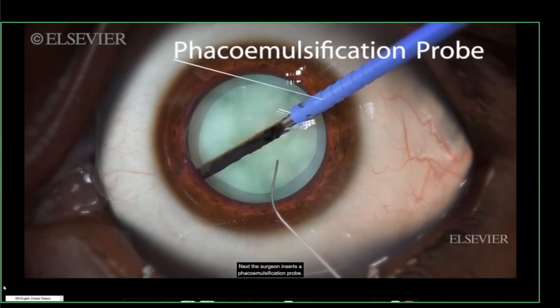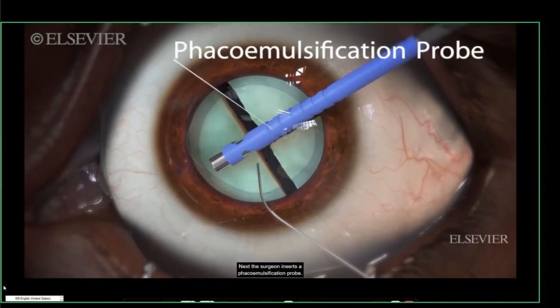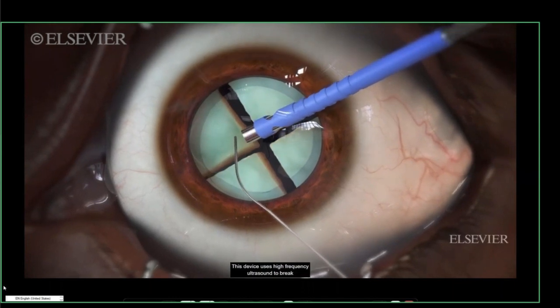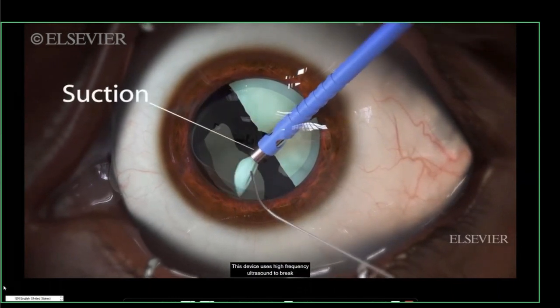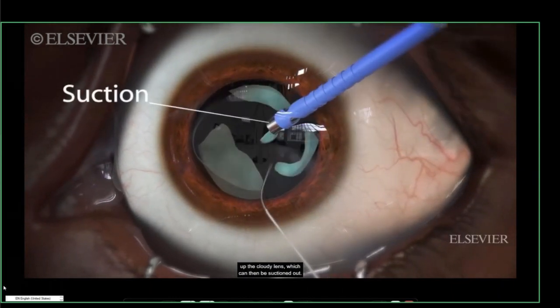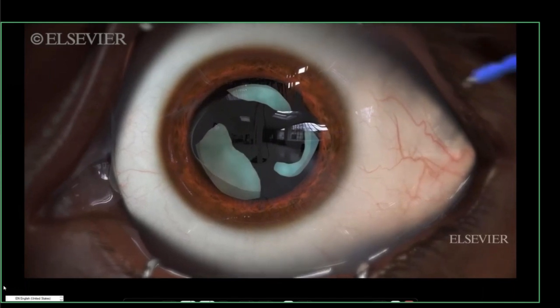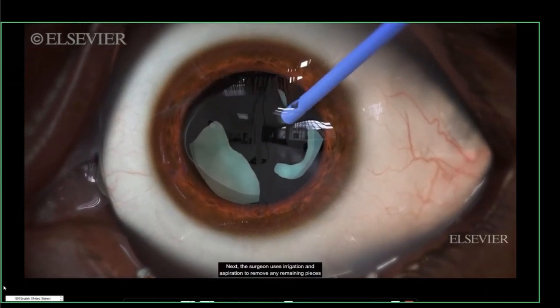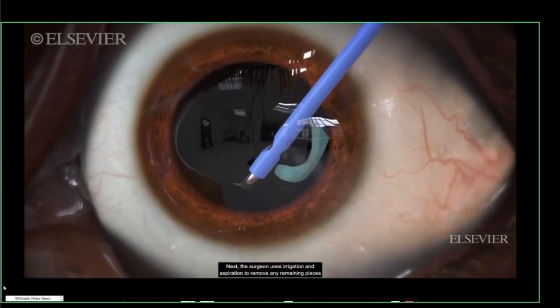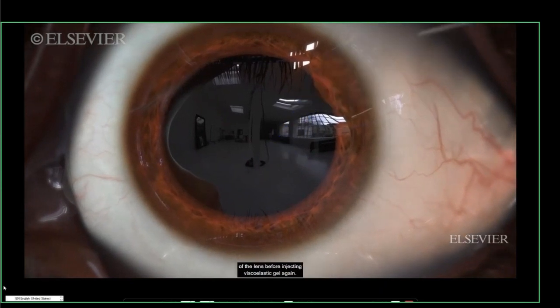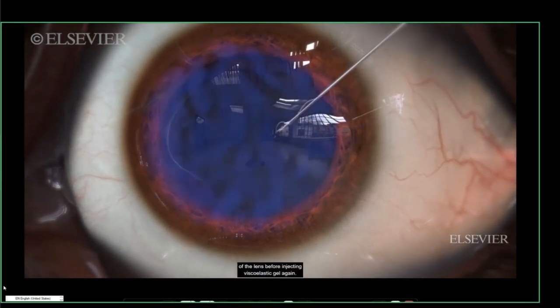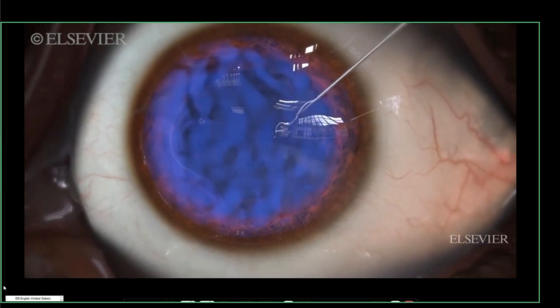Next, the surgeon inserts a phacoemulsification probe. This device uses high-frequency ultrasound to break up the cloudy lens, which can then be suctioned out. Next, the surgeon uses irrigation and aspiration to remove any remaining pieces of the lens before injecting viscoelastic gel again.